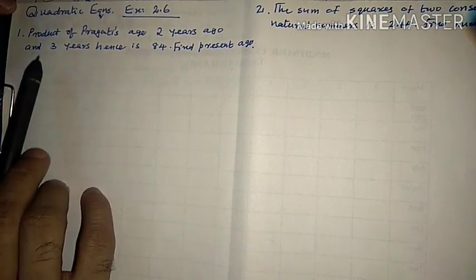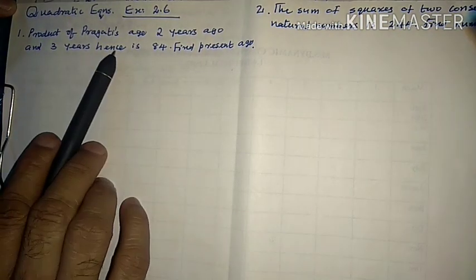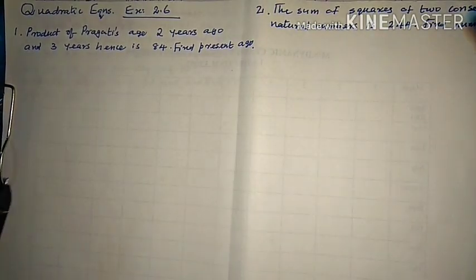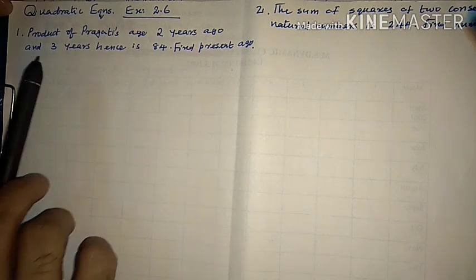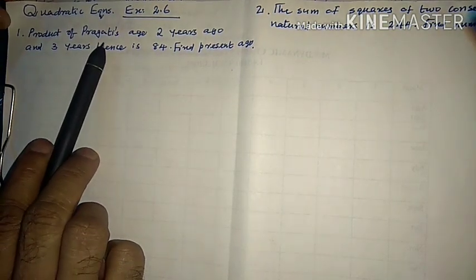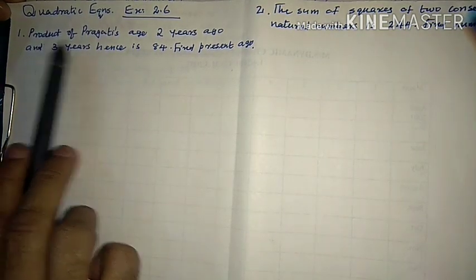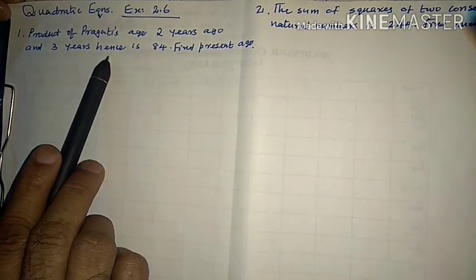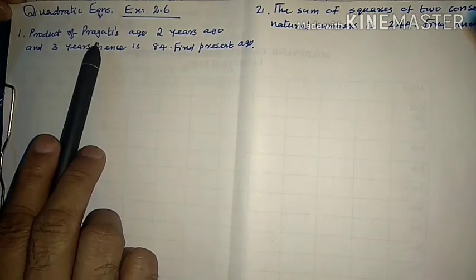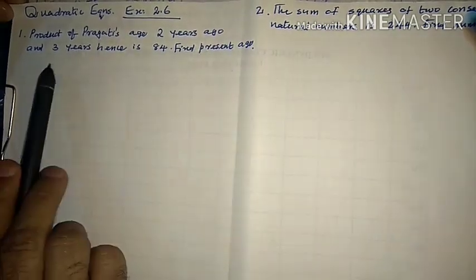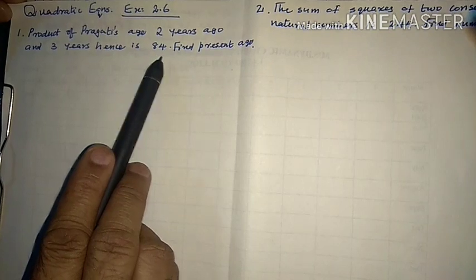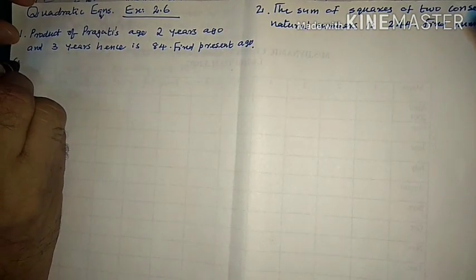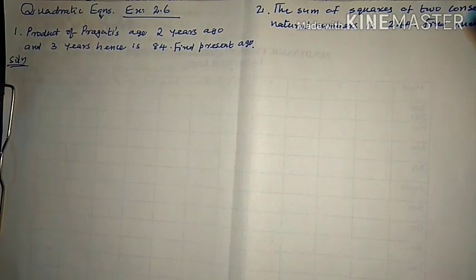The first question says this: the product of Pragati's age 2 years ago and 3 years hence is 84. Find the present age. This is the solution part. We are solving.